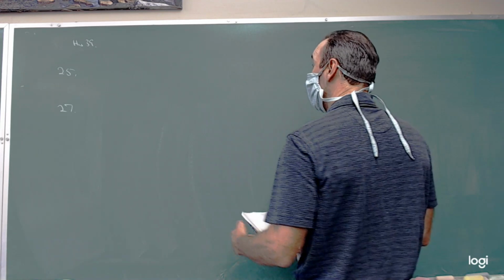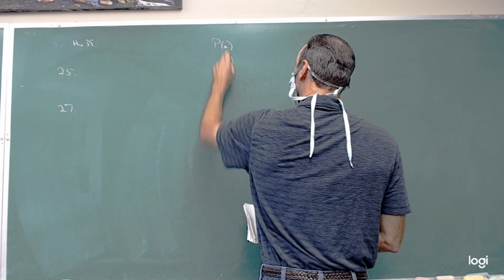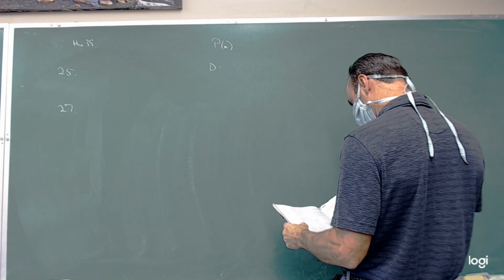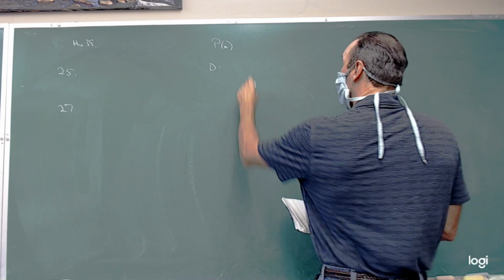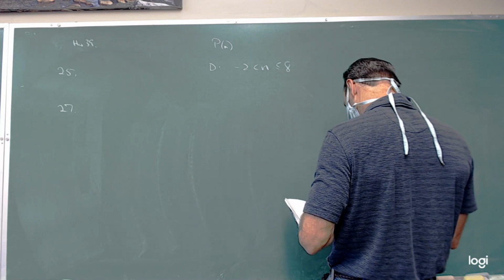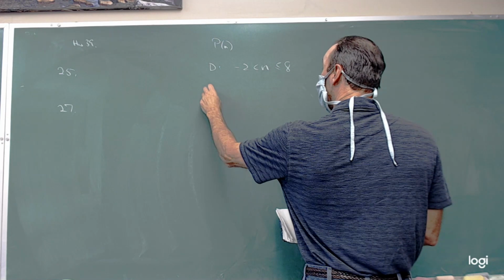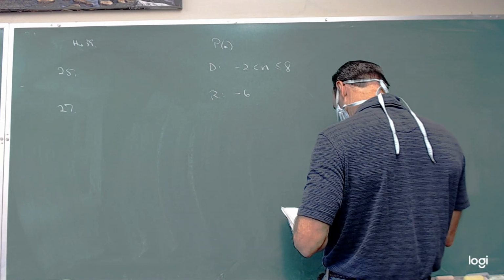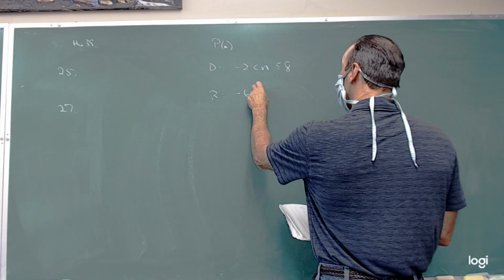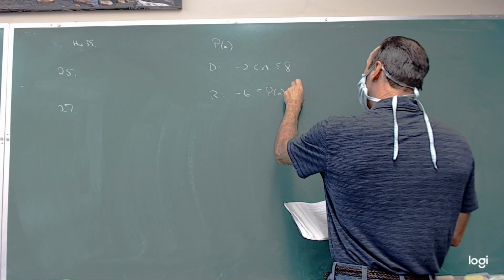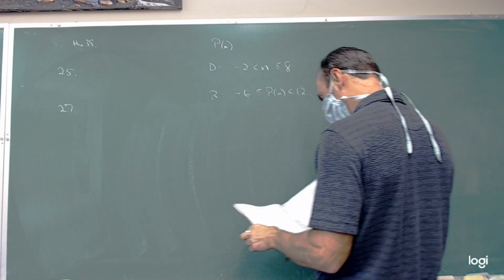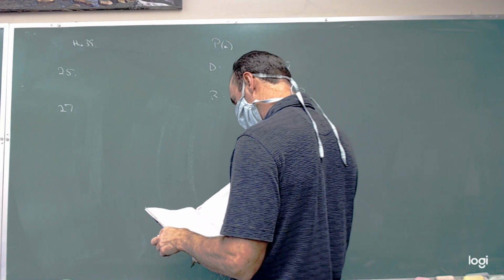And so we know for our function p of n, we're told that its domain is -2 less than n less than or equal to 8. And the range goes from -6 less than or equal to p of n less than 12. So there's our domain and range of p of n. And in 25, we want to find the domain and range of r of n.